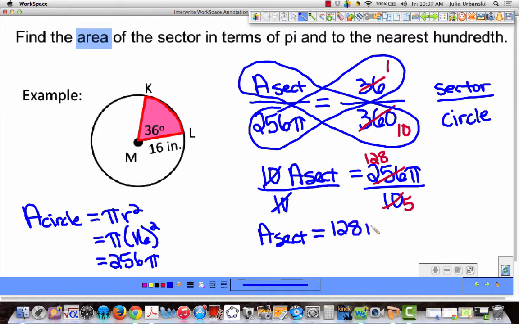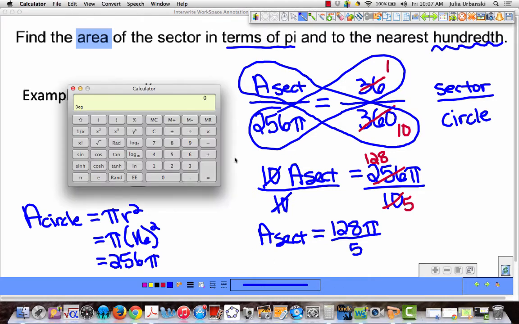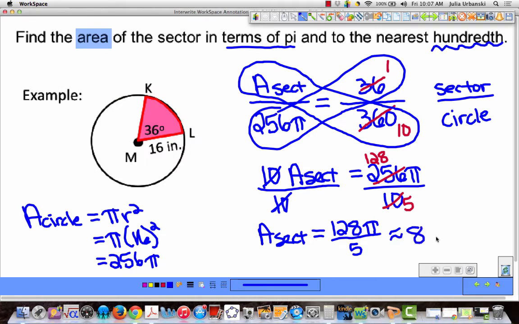Remember, we're not going to turn that into a decimal since the pi symbol is still there. So I did it in terms of pi. Now I need to do it to the nearest hundredth. So I do 128 times the pi button. There we go. And then I divide that whole thing by 5. It told me to go to the nearest hundredth, so I'm going to go 2 decimal places. It's 80.42 because that 4 does not make it round up. So it's 80.42, and since it's area, I'm going to say inches squared.